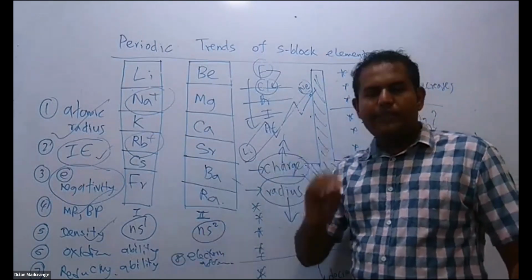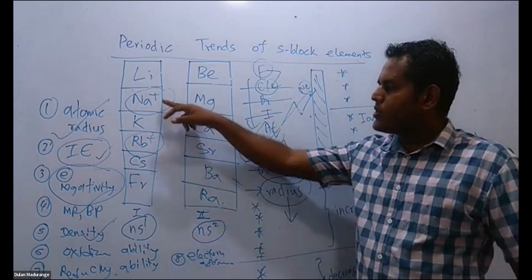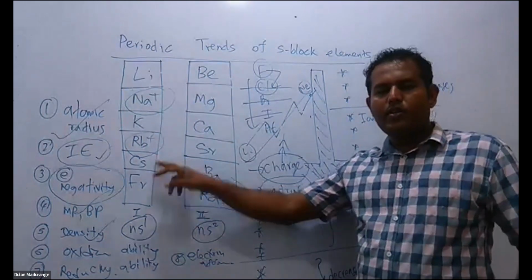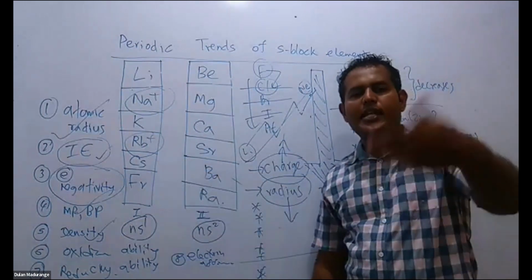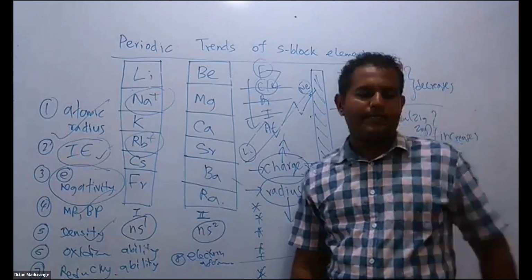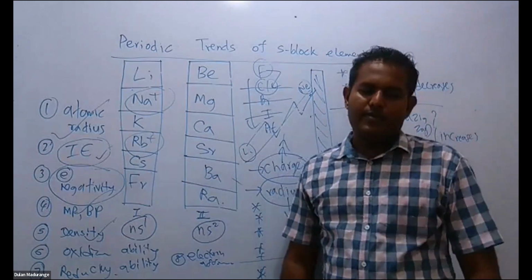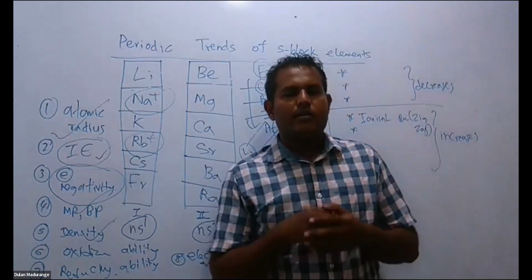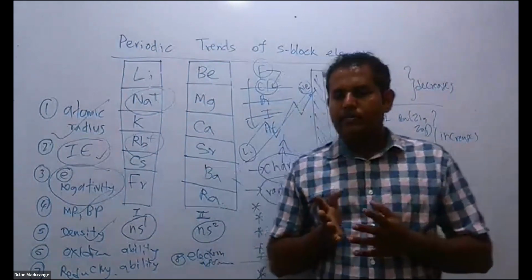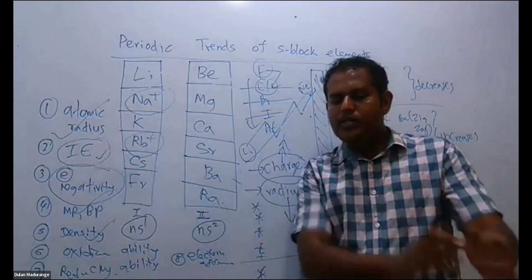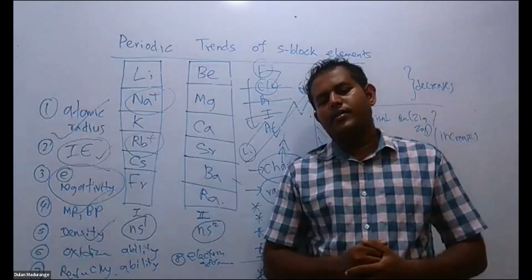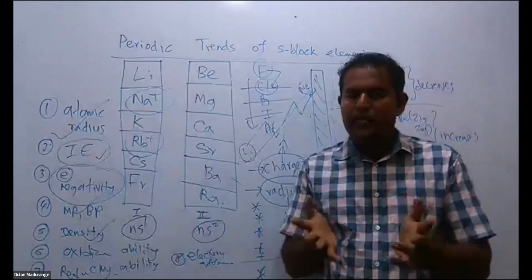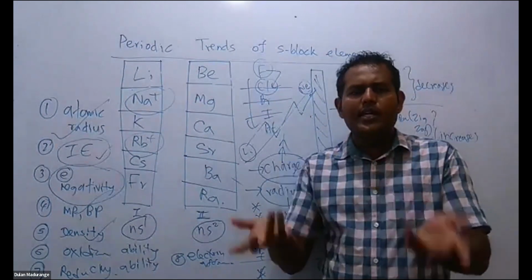Now, my question. When you consider sodium and rubidium, which species can release electrons easily? Is it sodium or rubidium? Yes, we're getting some answers. Really good. So we have to think logically and give answers.